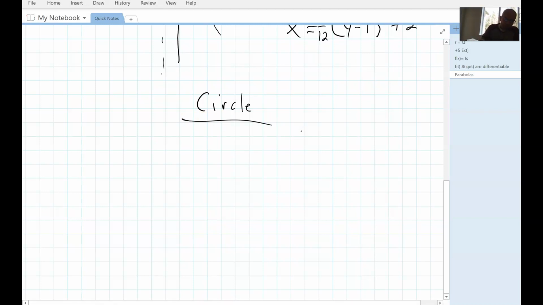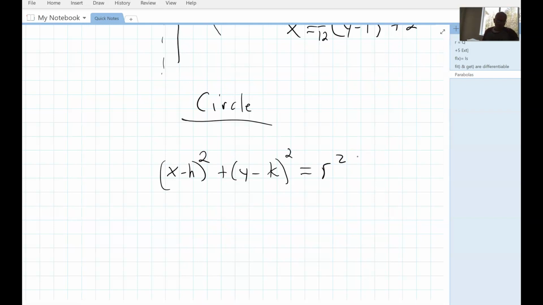So the circle, I'm guessing that a lot of you have seen this before, but some of you might have slipped through the cracks and never got exposed to this in your mathematical history. But that is the formula for a circle, and where h and k is the center, the coordinates of the center of the circle, and r is the radius of the circle.